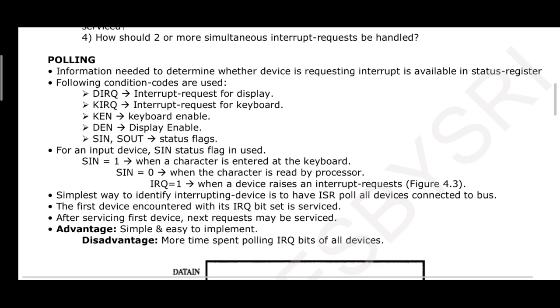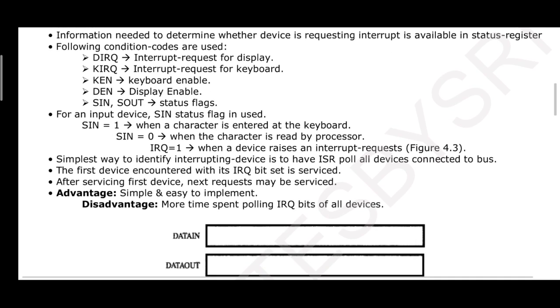And enable and disable interrupt, as you are aware, interrupt can be enabled as well as disabled, as per our previous discussion. So KEN is keyboard enable, DEN for display enable. Then status flags, this we have considered already, SIN and SOUT bits, input and output status register bits. S for status, input status in status register, and output status register flag bit.